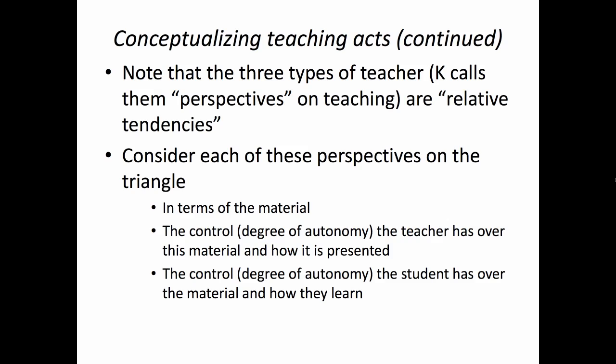the degree of autonomy. And autonomy is a very important word. We're going to be talking about it a lot. So basically, I think you know what autonomy means, but basically it's how much freedom you have to do what you want to do and what you think you should do. And how much are you told what to do? How little autonomy or how much autonomy do you have as a teacher? How much influence do you have over the material and how it's presented? The control, the degree of autonomy the student has over the material and how they learn.